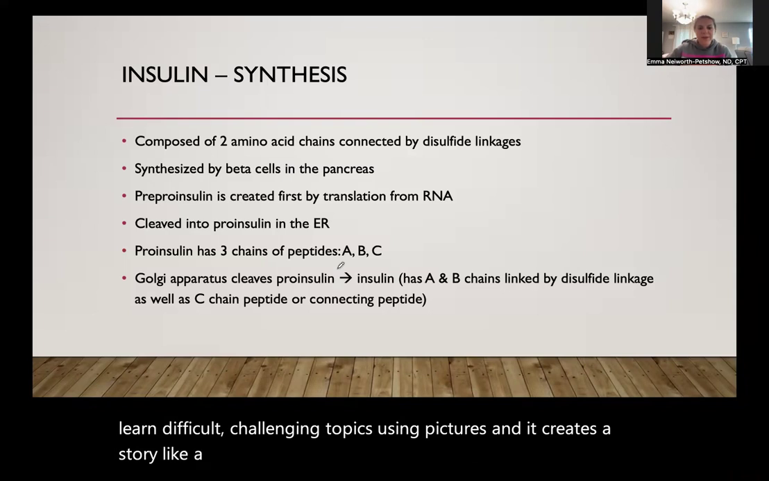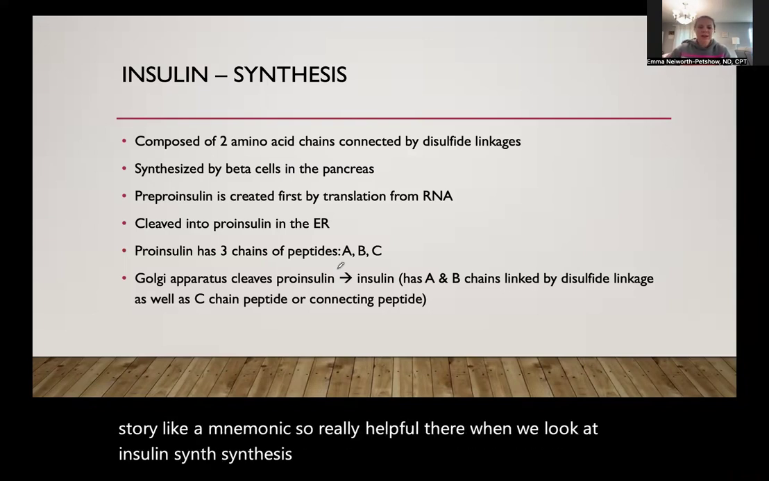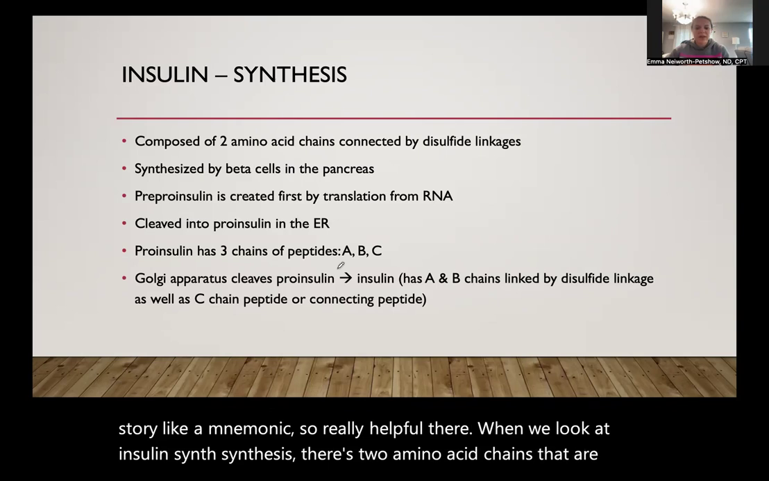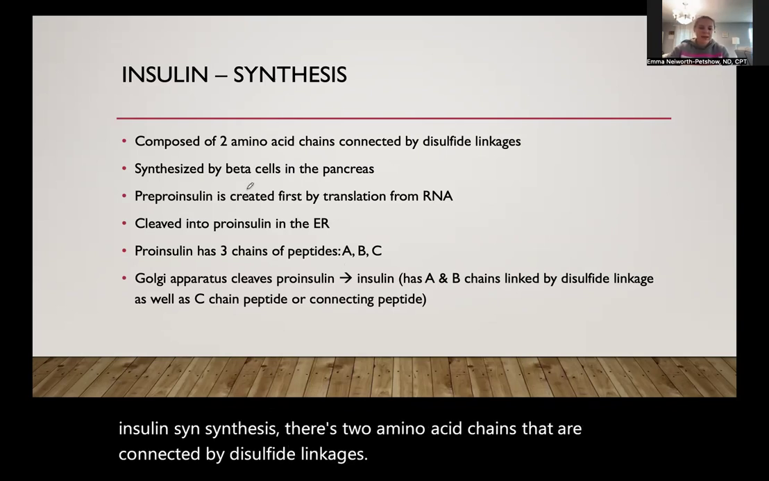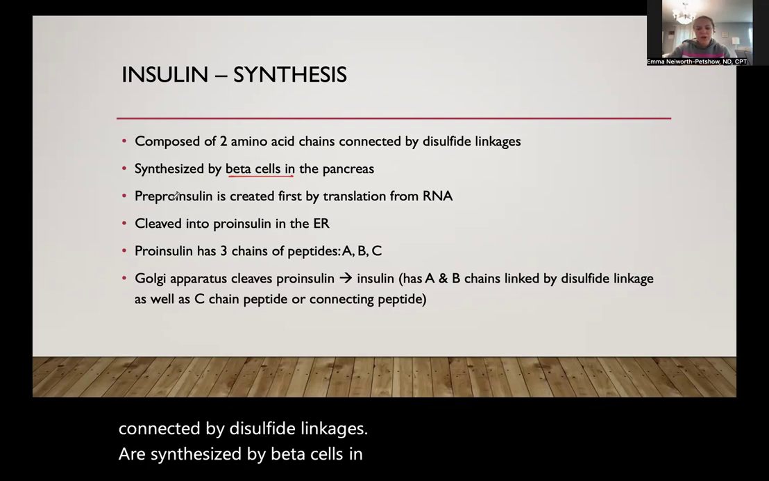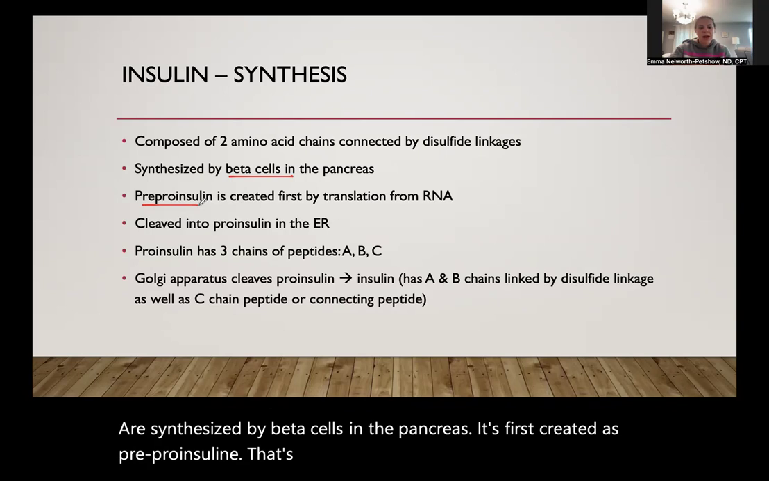So really helpful there. When we look at insulin synthesis, there's two amino acid chains that are connected by disulfide linkages. They are synthesized by beta cells in the pancreas. It's first created as pre-proinsulin. That's from translation from an RNA.